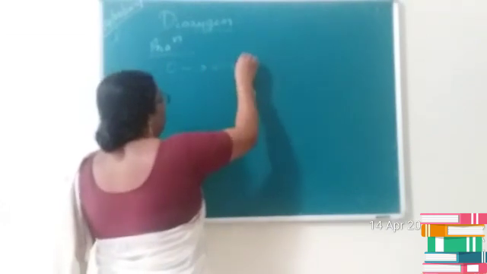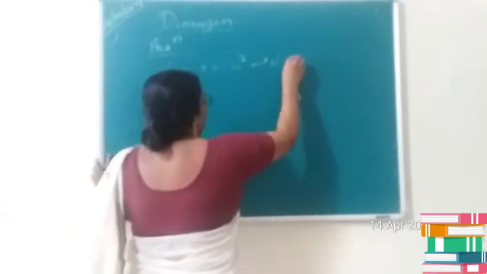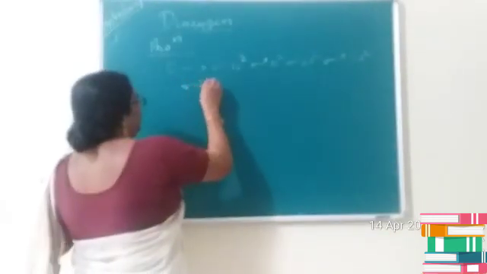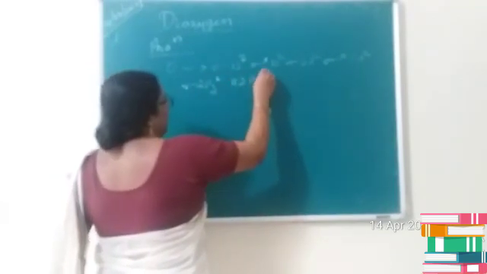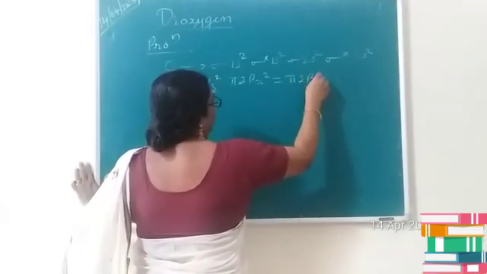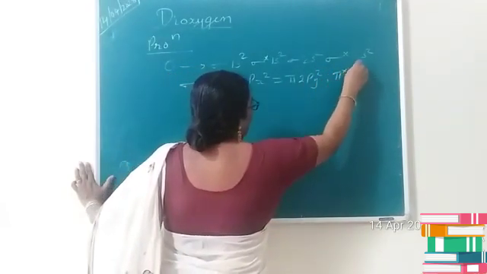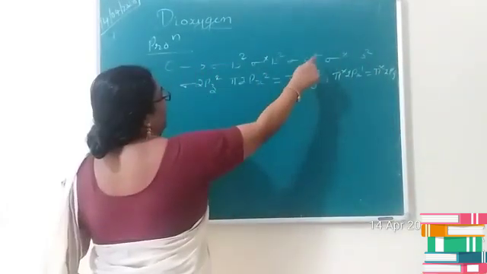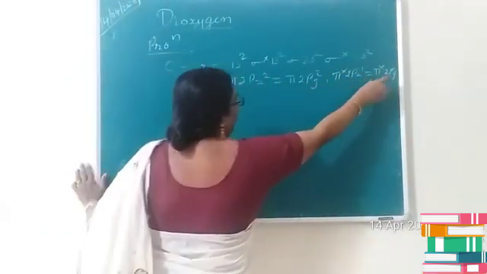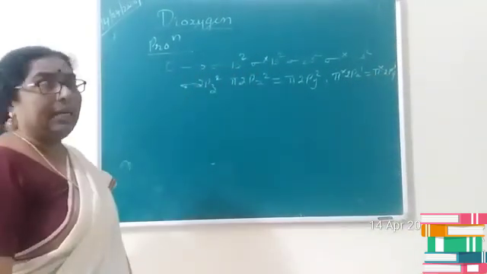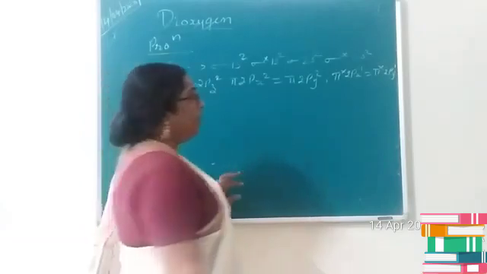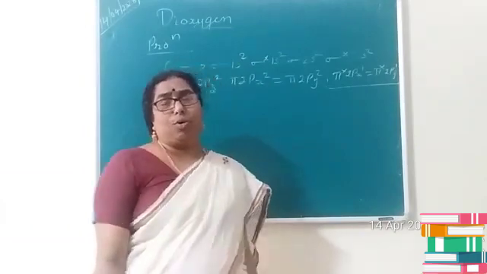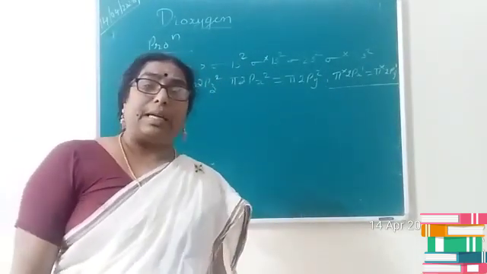That is sigma 1s2, sigma star 1s2, sigma 2s2, sigma star 2s2, sigma 2p z2, pi 2p x2 equals pi 2p y2, pi star 2p x1 equals pi star 2p y1. Now just see: 2, 4, 6, 8, 10, 12, 14, 15 and 16. 16 is the total number of electrons in oxygen, and you can see that in the last two molecular orbitals there are unpaired electrons, which is responsible for its paramagnetic nature.